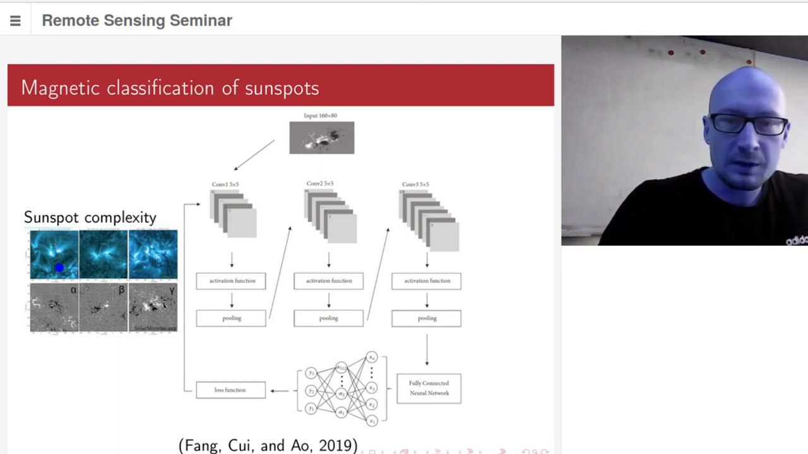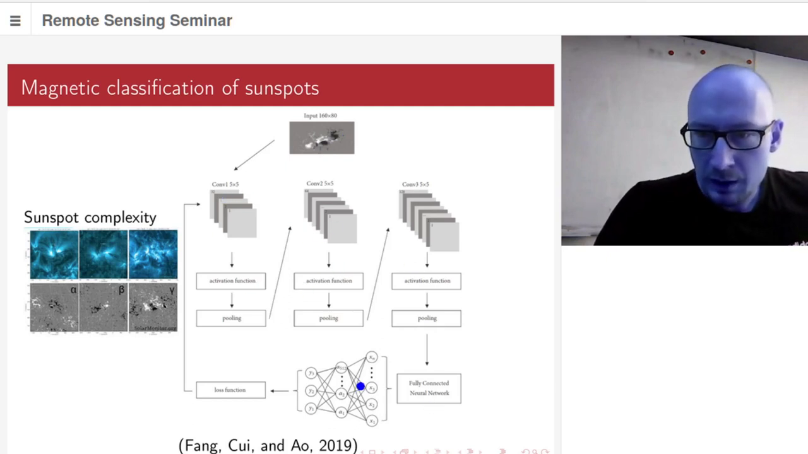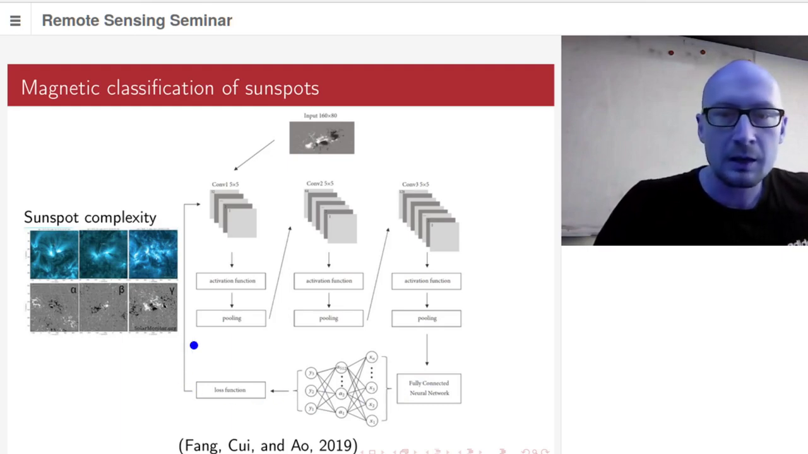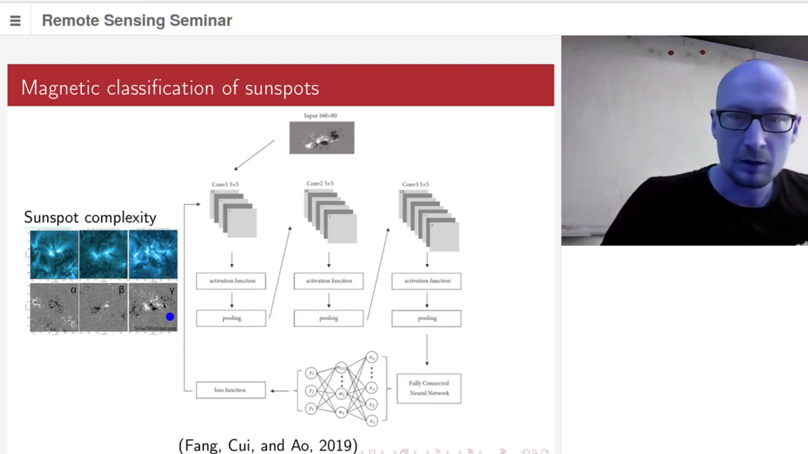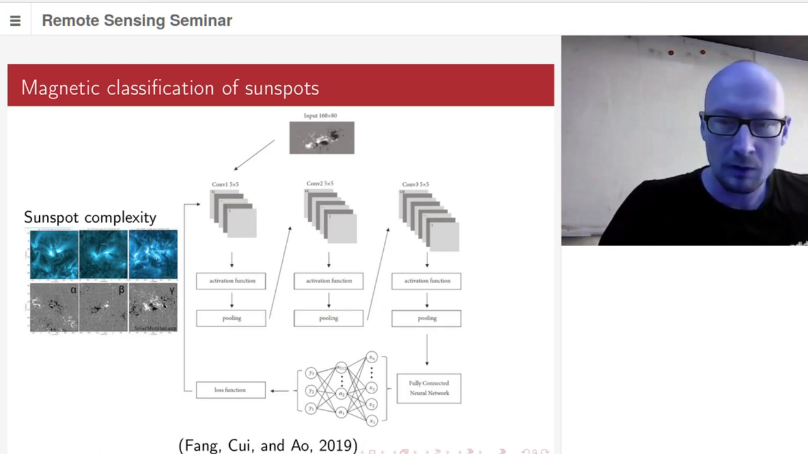So one of them, for instance, is you have this kind of different complexities of sunspots. They are usually labeled manually. So you have here like unipolar, bipolar, and more complicated. And there are even more categories. They are usually called alpha, beta, and gamma. And then in this particular study, they have used this surface magnetogram as input, passed it through convolutional layers, then some fully connected layers as usually, and then trained them against these manually labeled letters. I won't go into the results. I just want to give examples of what people have done with neural networks and what is meaningful or feasible to do.